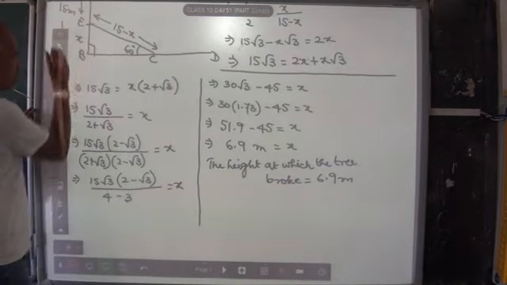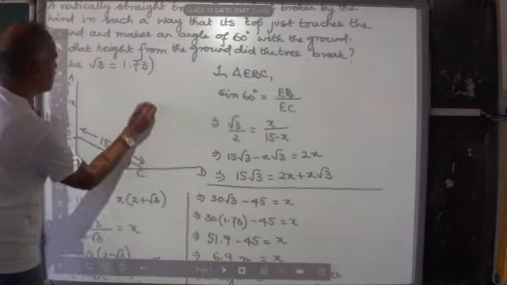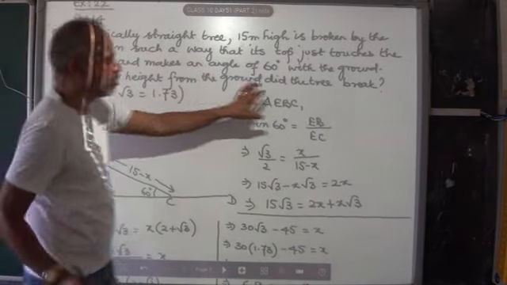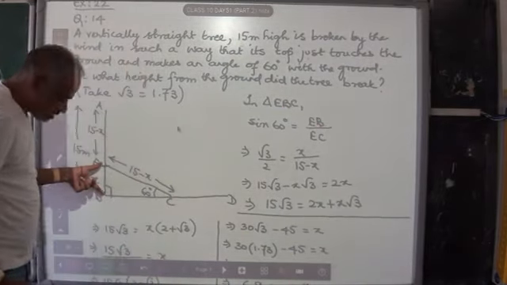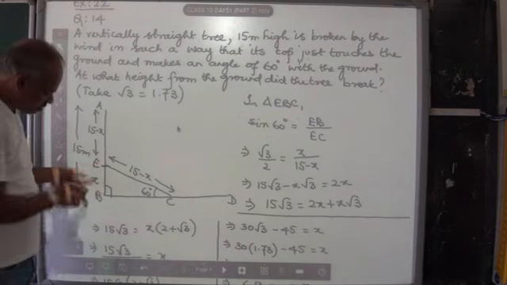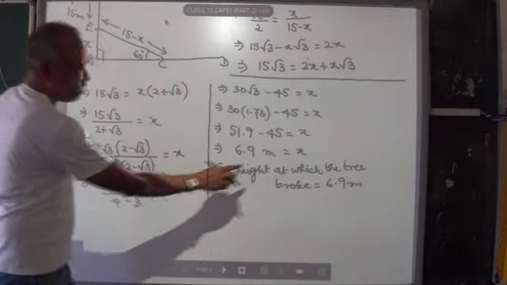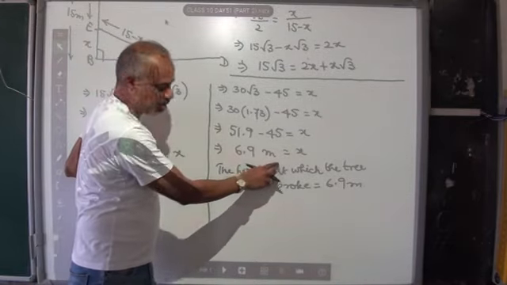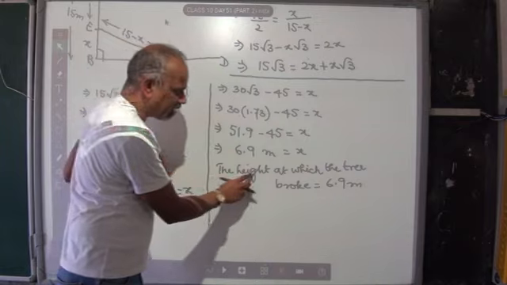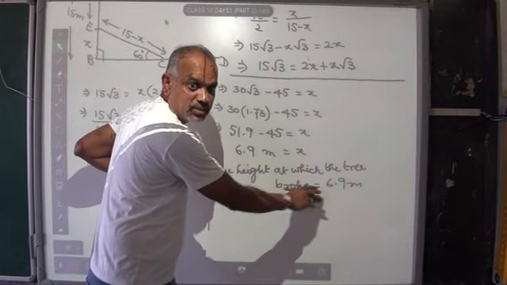If you look at the question, it says, at what height from the ground did the tree break? This is the height at which the tree broke, which means you are going to find the value of x. That's what we found lastly. Value of x is 6.9 meter. Write that as a statement. The height at which the tree broke is 6.9 meter.